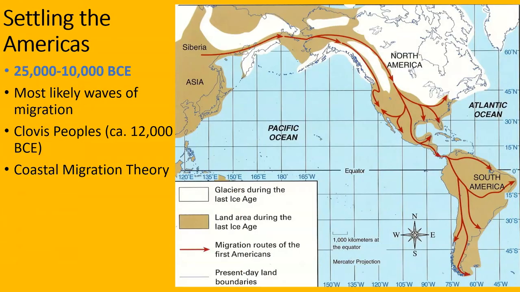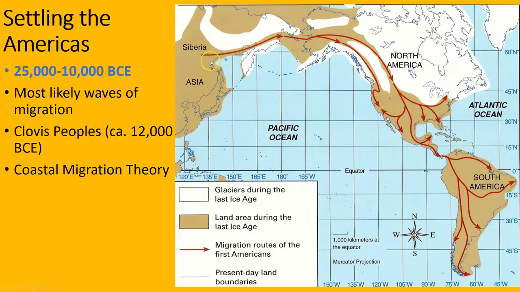So, settling of the Americas. This is an interesting historical lesson because it's a good example of when there's a historical theory that exists, and then new evidence comes up that challenges the theory, so new historical theories have to address it. The settling of the Americas is an idea that has changed over time. This is a good example of history changing.